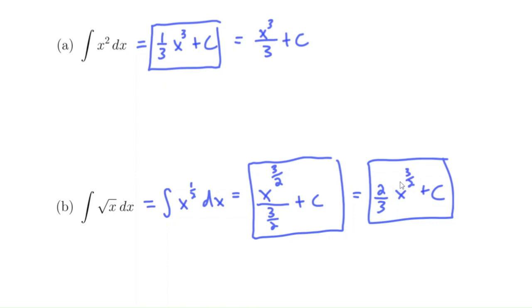And you can check: if you took the derivative of this, well, the derivative of c is just 0. That goes away. What's the derivative of this? Well, wouldn't this 3 halves come out front? And 3 halves times 2/3, that's just 1. Then this number would lower by 1. Well, what's 3 halves minus 1? It's 1 half. So the derivative of this would just end up being 1x to the 1 half, or in other words, the square root of x.